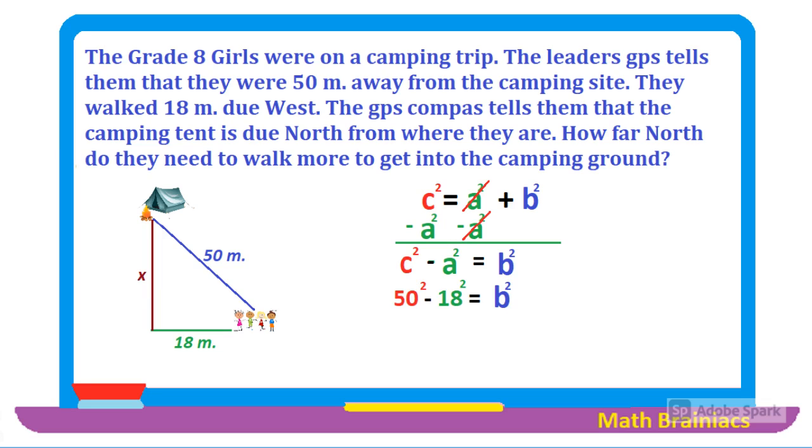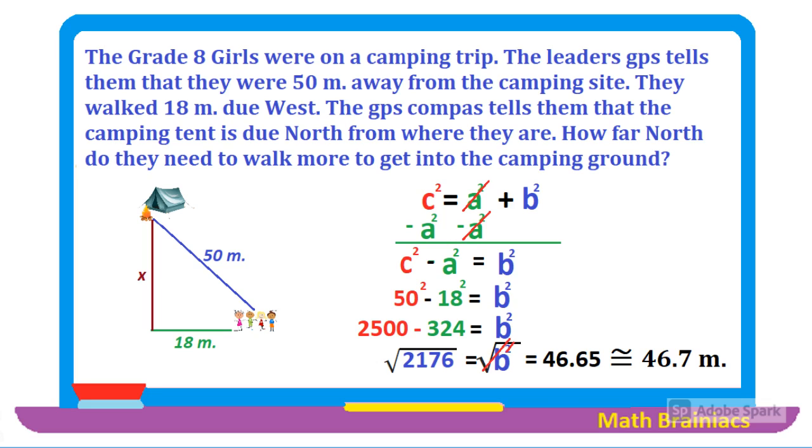Substituting the given values in the equation, it will give us 50 squared minus 18 squared is equal to b squared. 50 squared is 2,500. And 18 squared is 324. Therefore, 2,500 minus 324 is equal to b squared. Accordingly, 2,176 is b squared. We can apply the square root on both sides of the equation so that we can solve for b. Accordingly, we can cancel out the squared and the square root on the right side of the equation. Therefore, b is equal to 46.65. Rounding it off to the nearest tenth, it will give us 46.7 meters.